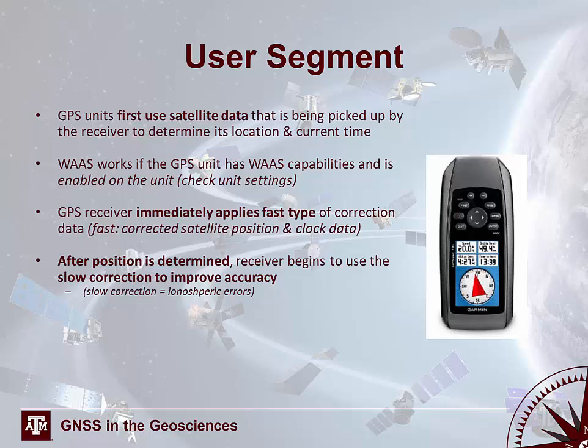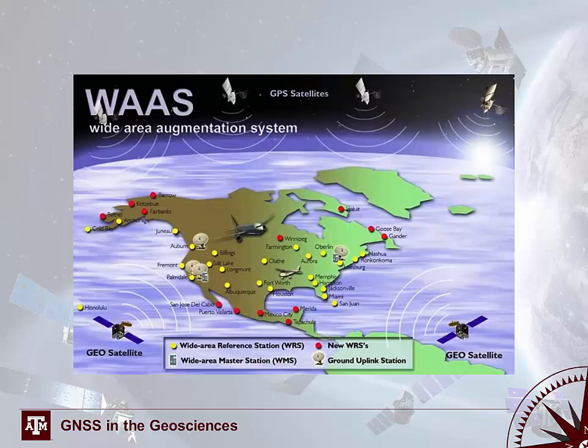So GPS units first use the satellite data that's being picked up by the receiver to determine its location and current time. Then WAAS works if the GPS unit has capabilities and is enabled on the unit. The GPS receiver then immediately applies a fast type of correction data, in other words, corrected satellite position and clock data. After that position is determined, the receiver begins to use the slow correction to improve the accuracy. So slow correction, remember, an example of that is ionospheric errors.